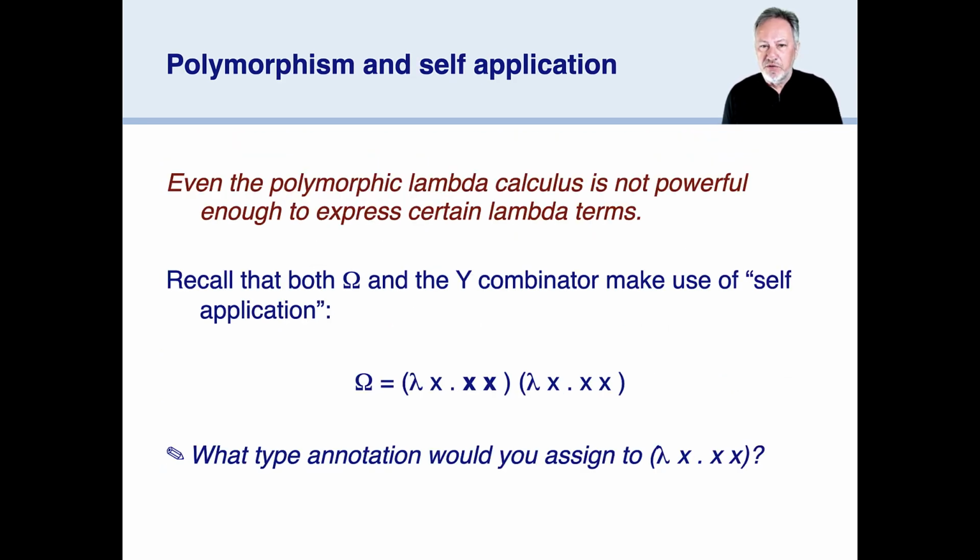Let's return to self-application. We had two examples of self-application, one in omega and the other in the Y combinator. Both of them had a lambda x where somewhere in the body x was being applied to itself. So here's a puzzle for you. What kind of type annotation would you assign to lambda x dot x x, or in general, x applied to x? Let's save this as well for the question and answer Zoom.